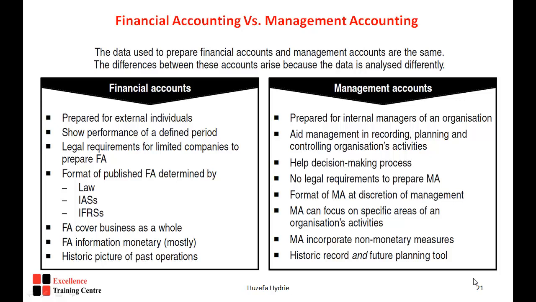Now let's discuss. Financial accounts are prepared for external individuals. Who are the external individuals? The general public. For example, if you go to the website of any multinational or listed company, let's take Unilever, all the companies have already published their annual accounts on their website, so you can easily access them. There are no restrictions. Anyone in the world can access the financial accounts of any listed company. No restriction, because they are published for external individuals.